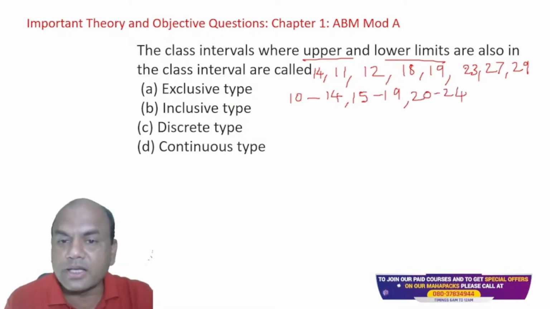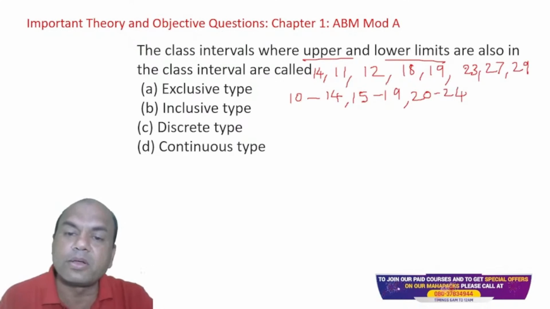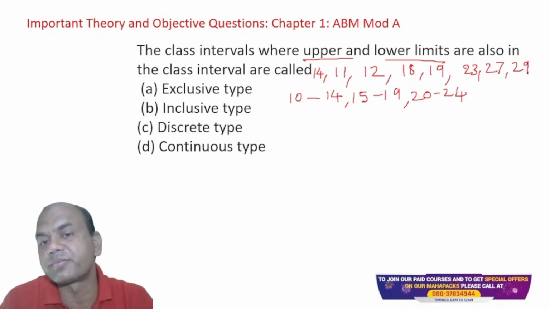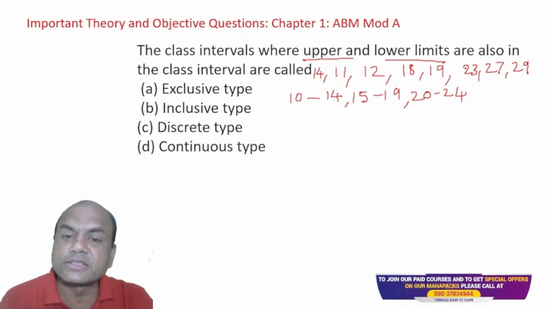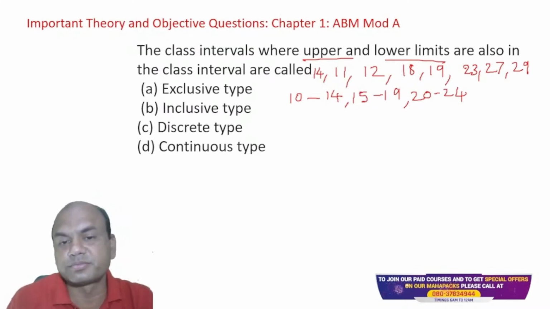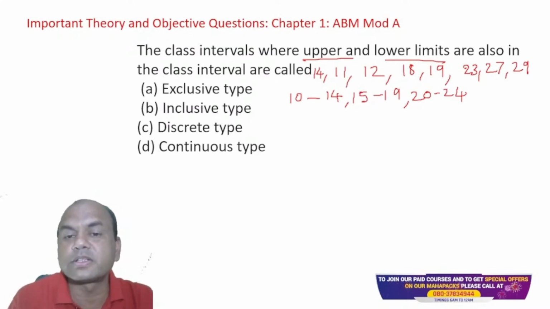Now this class, where both the upper limit and lower limit are included, is known as what? This is your question. If this is inclusive, what is the other one? The other one is exclusive. Here what happens? Take 0.5 on this side, 0.5 on this side.